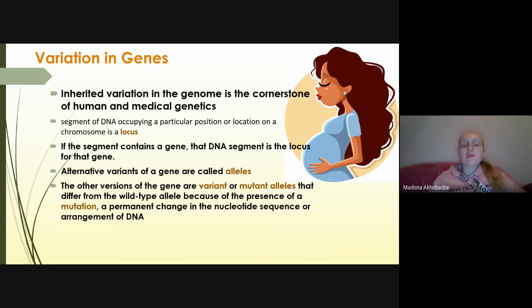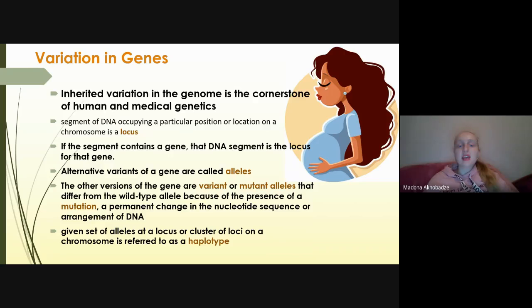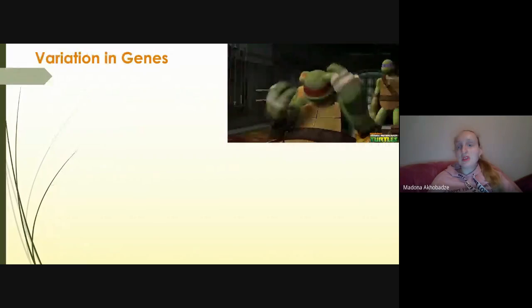The other versions of the gene are called variant or mutant alleles that differ from the wild type allele, which is the original normal one, because of the presence of a mutation, an inherited change in chromosome structure, a permanent change in the nucleotide sequence or arrangement of the DNA. Okay, so the given status of the alleles at the locus or the cluster of loci on a chromosome is referred to as the haplotype. Now let's talk about the variations in the genes.